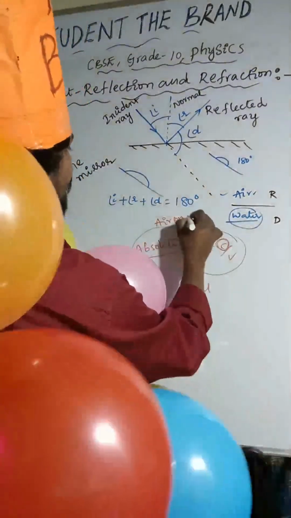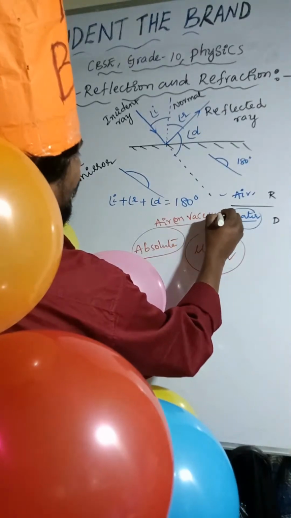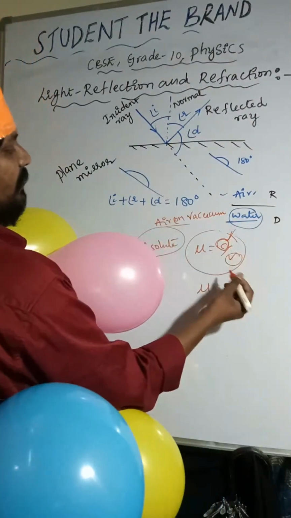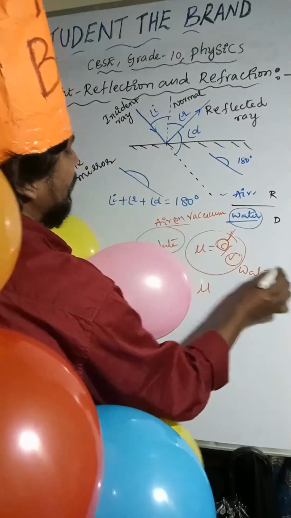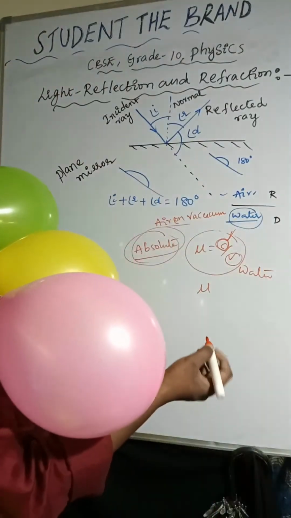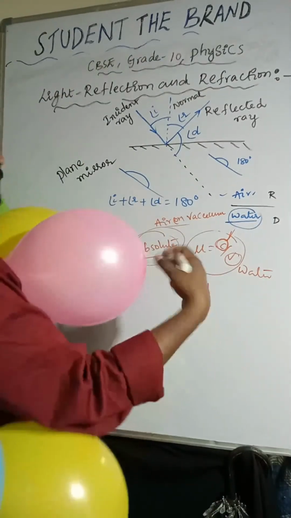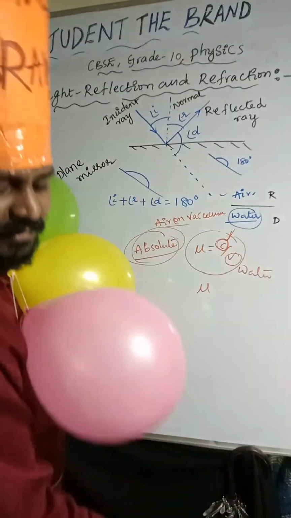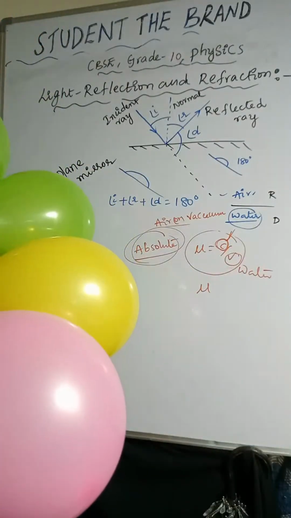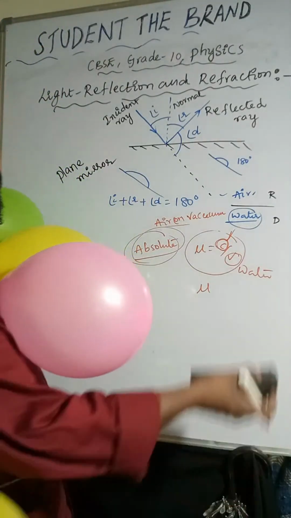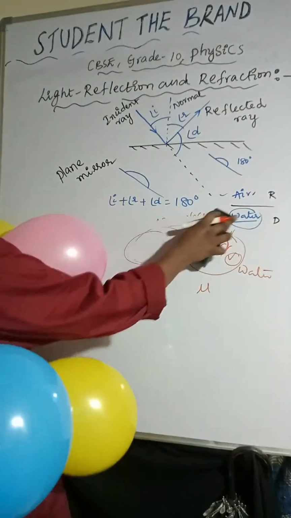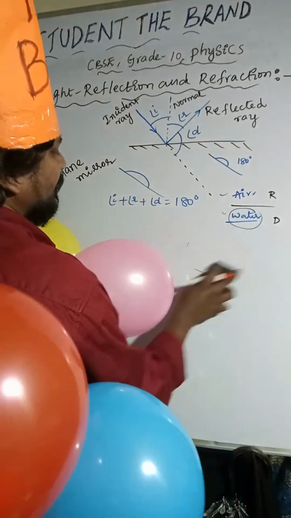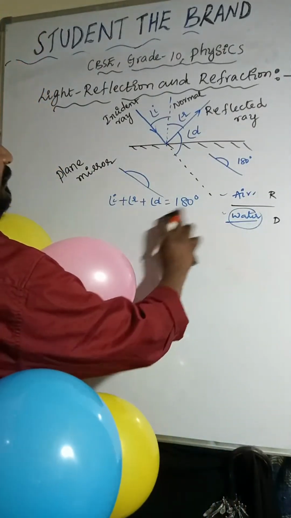So air or vacuum must be there, and with respect to that we take another medium, either water or glass. Then we say that is absolute refractive index. Coming to relative refractive index, it is between different mediums, like water and glass. In absolute, one medium must be air or vacuum. I hope it is very clear.